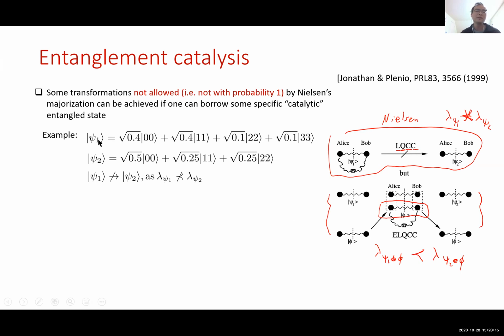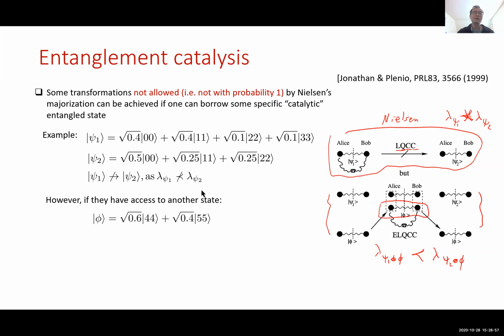So if I have psi 1 and psi 2, you can easily check that the two sets are not related by majorization, right? You can just check if the first set were to majorize the second: 0.4 less than 0.5, by adding these it becomes 0.8, but it's greater than 0.75, so this majorization does not hold. Using Nielsen's criteria means that the transformation cannot be done with probability 1.